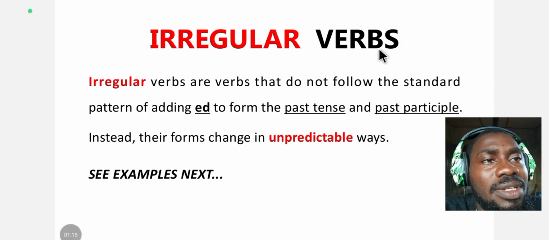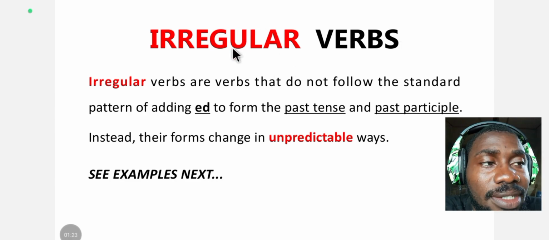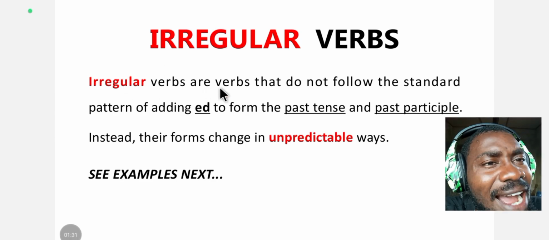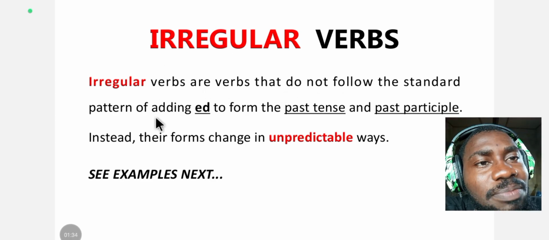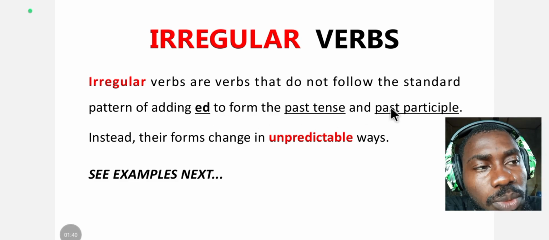Irregular verbs. Take note of the color coding. It's irregular, that's why it's color coded with red. It is not your regular type of verb. Irregular verbs are verbs that do not follow the standard pattern of adding ed to form the past tense and past participle of a verb.